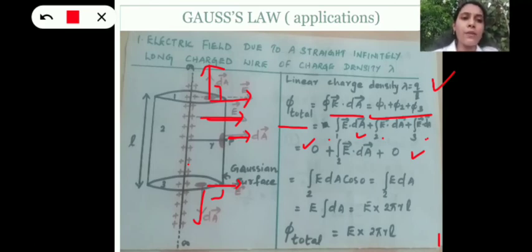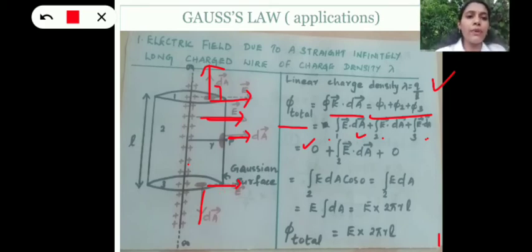So just expand the expression for the curved surface. You will get integral E dot dA is equal to integral E dA cos 0, that is E dA. Then the electric field intensity will be the same at all points along the curved surface. The electric field intensity acting at any point on the curved surface will be the same. Hence it is constant. The electric field intensity can be taken outside the integral since it is constant. Then inside the integral we have dA. And as I told you before, when you integrate dA, you will get the total surface area of that particular surface.